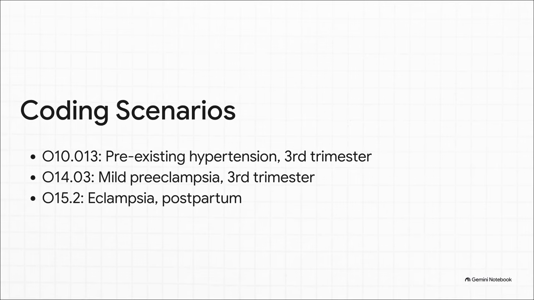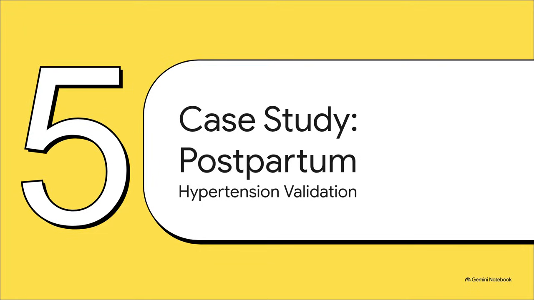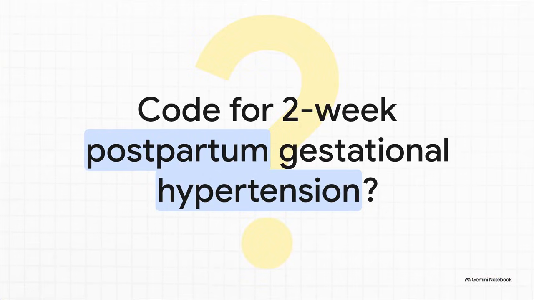Precision is everything here. Section 5, Case Study, Postpartum Hypertension. Let's see how you handle this one. All right, here's a slightly trickier scenario for our second verification check. A 28-year-old patient is in for her 2-week postpartum follow-up. The chart notes say she had gestational hypertension during her pregnancy. Today, her blood pressure is still high at 150/95, but there are absolutely zero signs of preeclampsia or eclampsia.